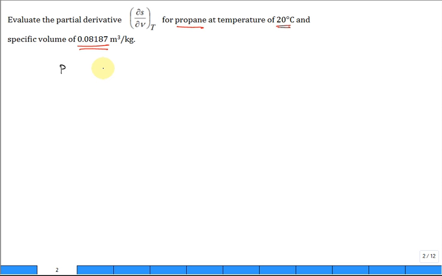Pressure, temperature, specific volume, entropy. So the pressure was in bar, and it was 6 bar. And the temperature in degrees C, it was 20 degrees C. The specific volume in meters cubed per kilogram, 0.08187. And the entropy corresponding is 1.815 kilojoules per kilogram Kelvin.